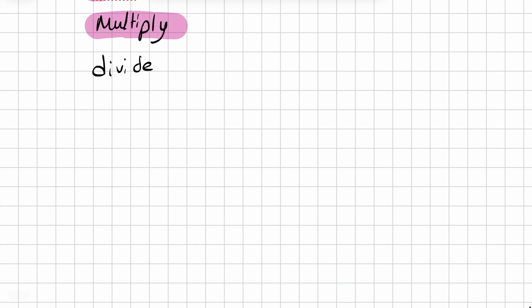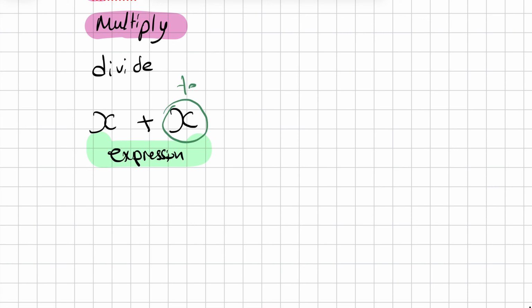Here we've got an example: x plus x. Here we have an expression, so all of this is an expression. In this expression, we have two terms. This is a term, and that's a term. So we need to understand our vocabulary, so when I say term, you understand what it means.